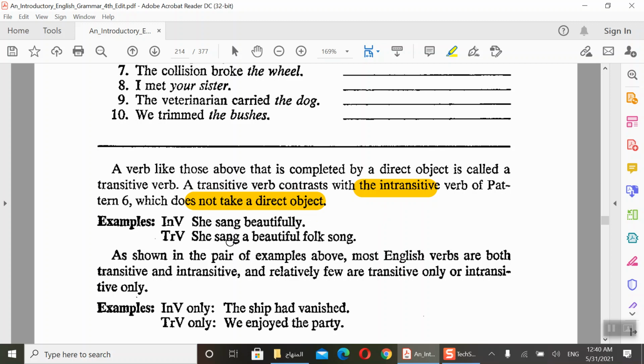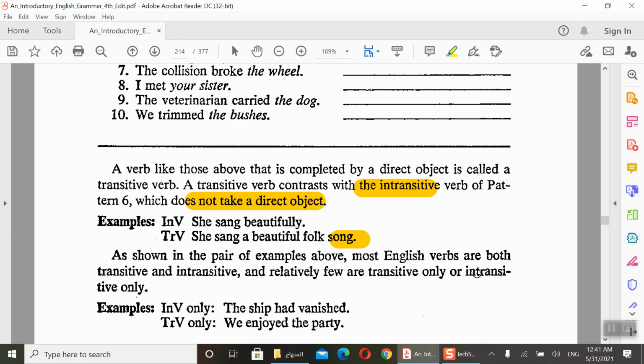We also said that some verbs can be intransitive or transitive. For example, the verb sing. You can say: She sang beautifully. Here we don't have an object; beautifully is an adverb. But: She sang a beautiful folk song. Here song is the object, and the adjective comes before song. So here it is button number 7, and that was button number 6.